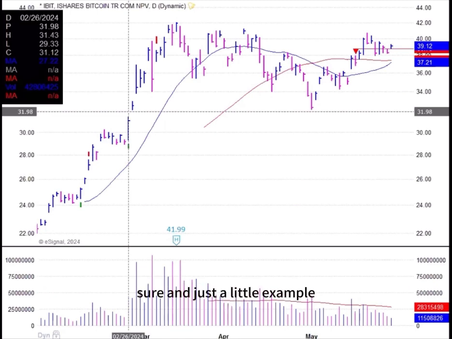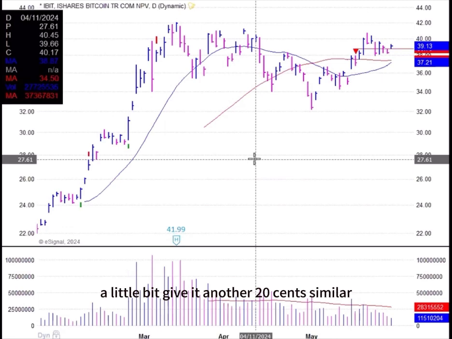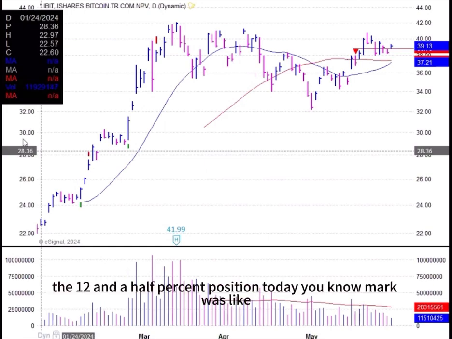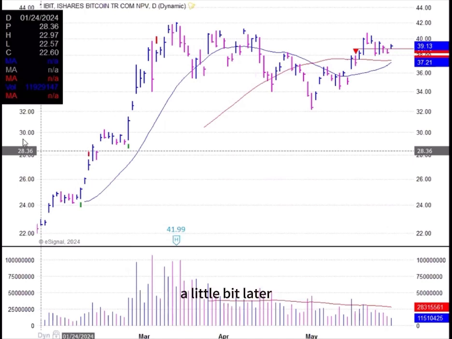Sure. And just a little example this morning, Mark was saying, hey, why don't we jump right to full, off the hop? And I said, well, why don't we wait a little bit? Give it another 20 cents. Exactly what the platform is doing, just because the last two trades were losers. So we're being a little more conservative. Yeah, the 12.5% position today, Mark was like, okay, why don't we go a little bit lighter? I said, fine, if that's what you guys want to do. I was going to go right to a full 25% position in the IBIT, because I got the stop so tight.